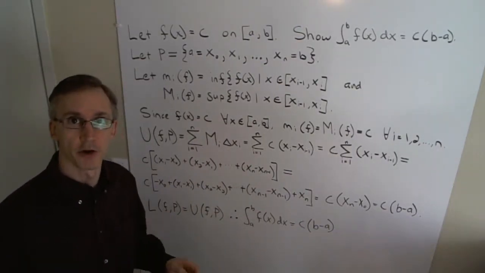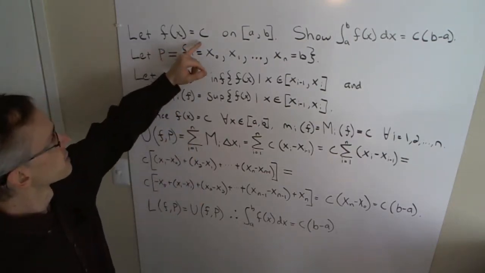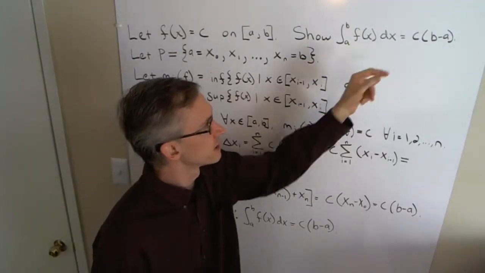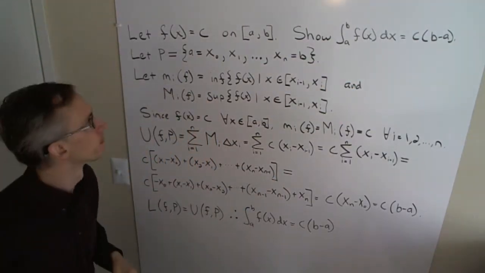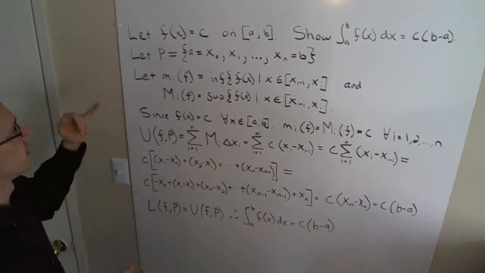In this exercise, we show that a constant function is integrable, and if f of x equals c on the closed interval a to b, the value of the integral is c times b minus a. When using the formal definition of integral, there's a few things we need to define.